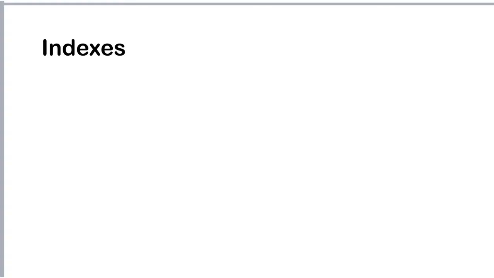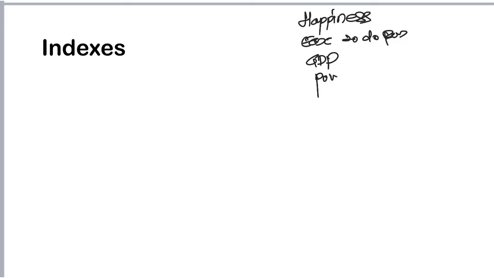Again, another important category is indexes. See, it's a very straightforward one. You've got the happiness index. You've got the ease of doing business index. You've got, let's say, GDP indexes. You've got, let's say, poverty and all that. So all the important indexes in the world you should be knowing.